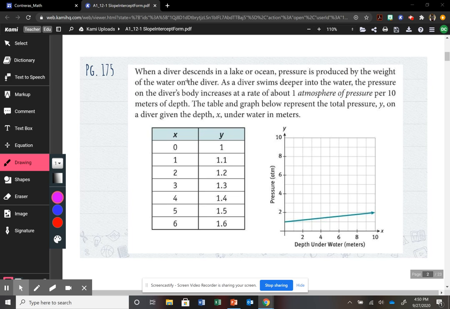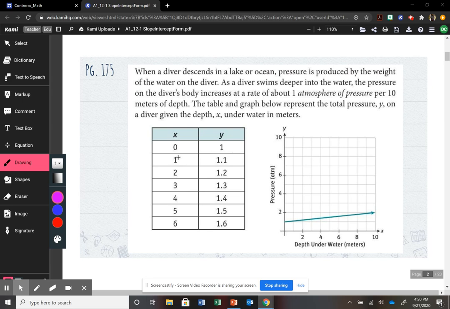So when a diver descends in a lake or ocean, pressure is produced by the weight of the water on the diver. As the diver swims deeper into the water, the pressure on the diver's body increases at a rate of about 1 atmosphere of pressure per 10 meters of depth. So the table and the graph below represent the total pressure Y on the diver given the depth X underwater in meters. Okay, so we start here at 0 meters and we already have 1 atmosphere of pressure.